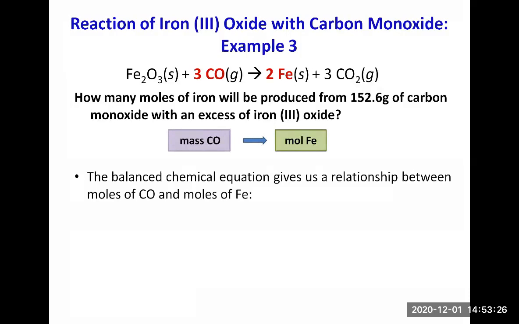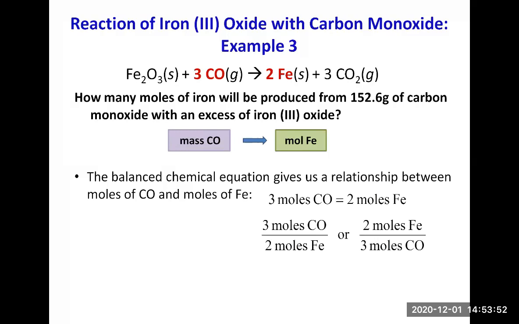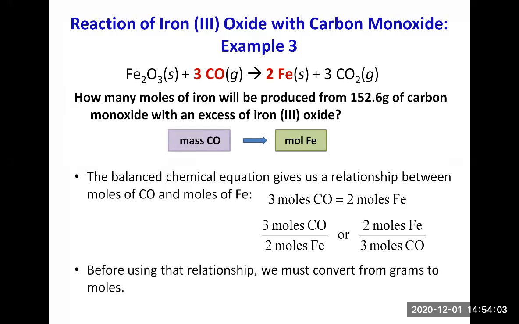The balanced chemical equation gives us a relationship between moles of carbon monoxide and moles of iron. But that's between moles, and it says 3 moles of CO equals 2 moles of Fe. We use the coefficients from the chemical equation to get that mole-to-mole ratio. From this, we can get two conversion factors: 3 moles of carbon monoxide over 2 moles of iron, or vice versa, 2 moles of iron over 3 moles of carbon monoxide. But before we can use that relationship, we need to convert the grams of carbon monoxide into moles, because the given amount is in grams. So we will need to change 152.6 grams of carbon monoxide to moles of carbon monoxide.